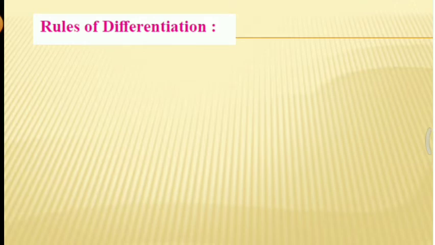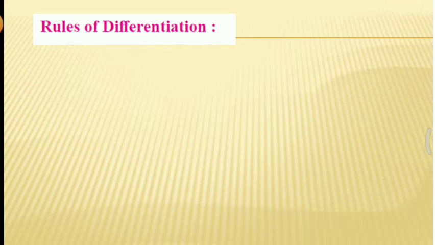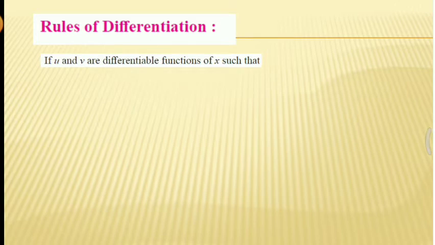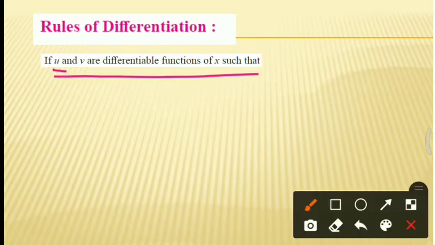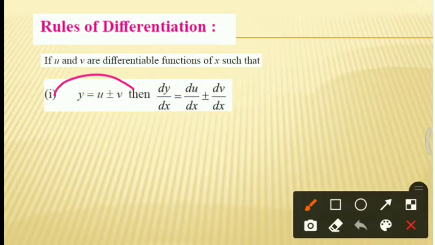Now we will recall the rules of differentiation. There are 4 rules for differentiation. Suppose u and v are differentiable functions of x, such that a function y is expressed as addition or subtraction of u and v. Here two rules of differentiation are combined.